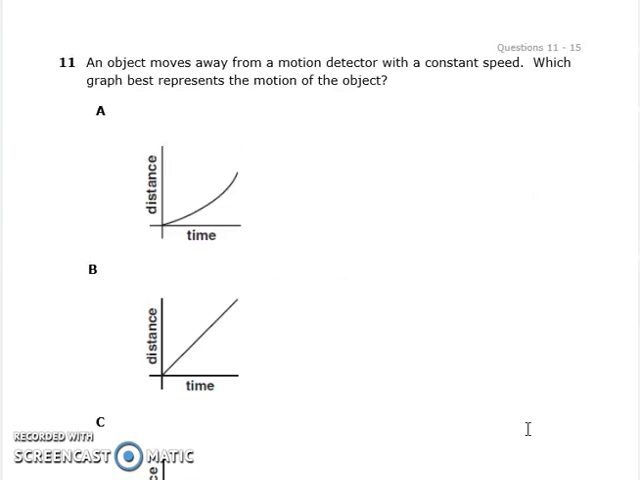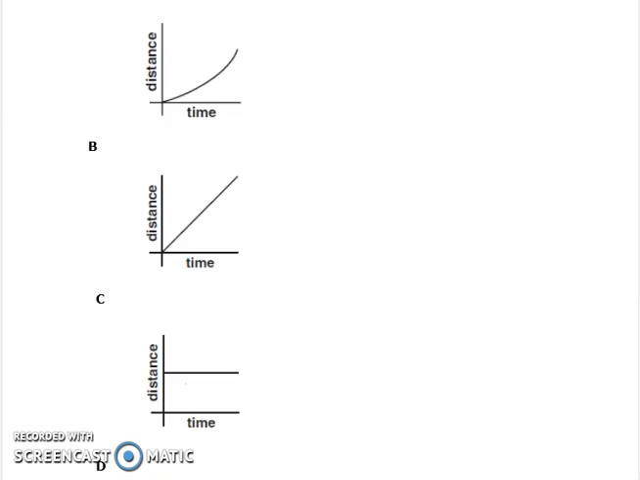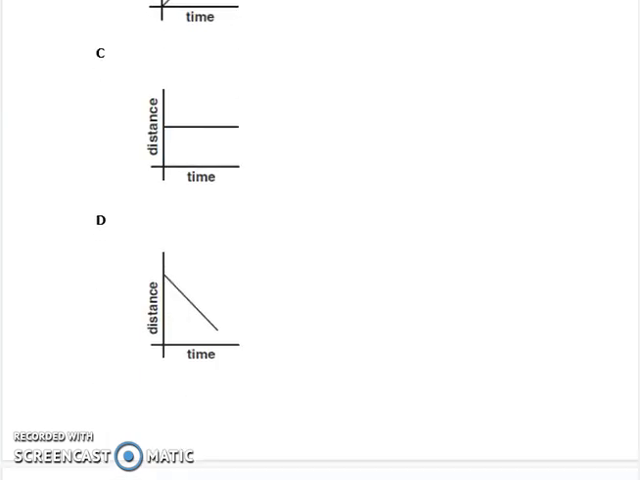Number 11. An object moves away from a motion detector with a constant speed. Which graph represents the motion of the object? A, B, C, or D?